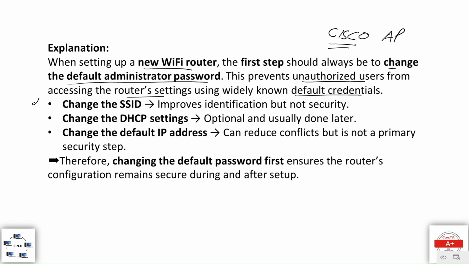The incorrect options: change the SSID improves identification but does not improve security. Similarly, changing the DHCP settings is optional and usually done later. And similarly, changing the default IP address can reduce conflicts with other devices on the network, but it is not a primary security step. So therefore, changing the default password first ensures the router's configuration remains secure during and after setup.